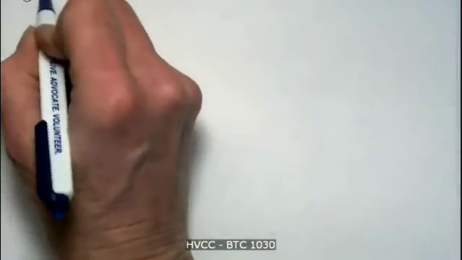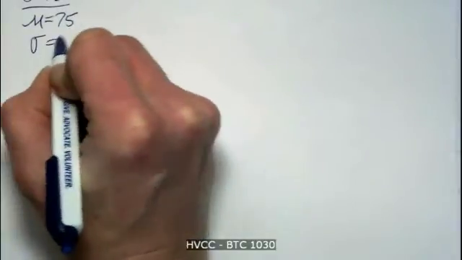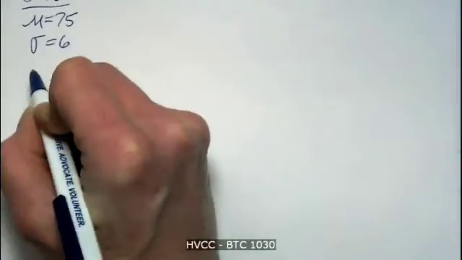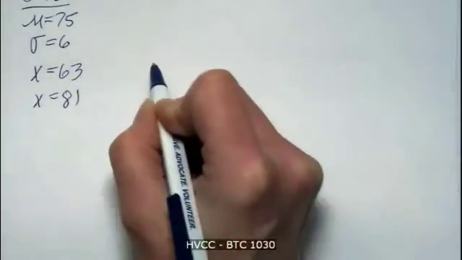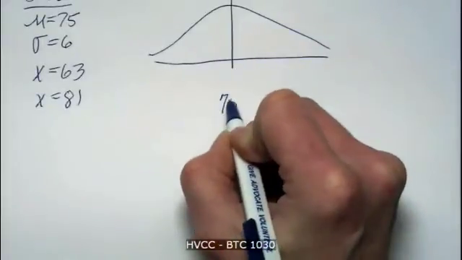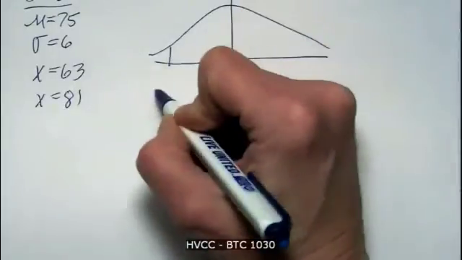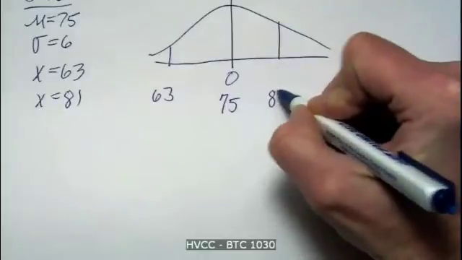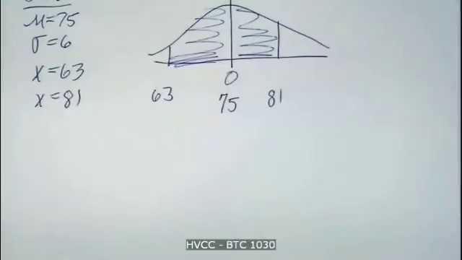Given, the average is 75. Standard deviation is 6. I will always give you this. Again, I give you two x's, 63 and 81. Second step, draw the curve. You'll notice I make lots of room for the curve and the calculation. That little space I give you on the handout will not be sufficient. So 63 is here. 81 is here. I want to know this area and that area.